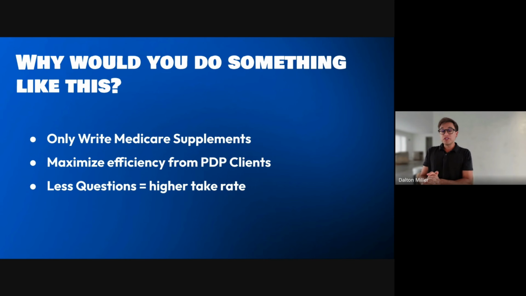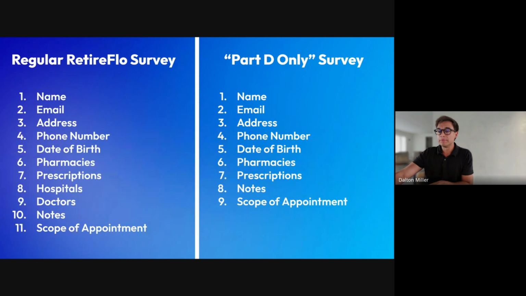Or you can just maximize the efficiency of all your clients. Look, the reality is less questions is going to get you more completions or a higher take rate. So if I ask 1,000 people 11 questions, or I ask a different 1,000 people 9 questions, I'm going to get a little more people to complete it. Sometimes folks stumble. It happens. So that is why you might do something like this.